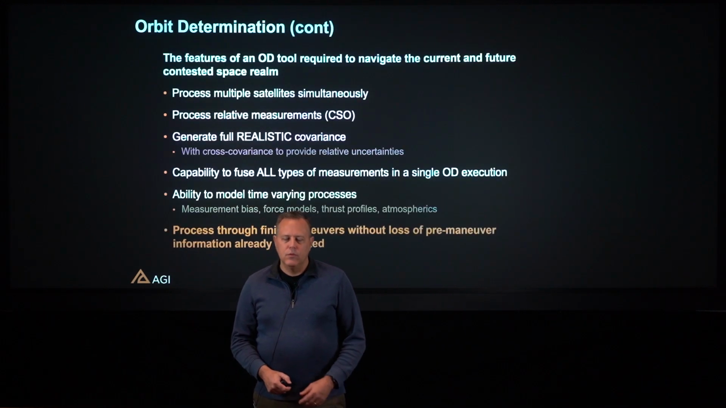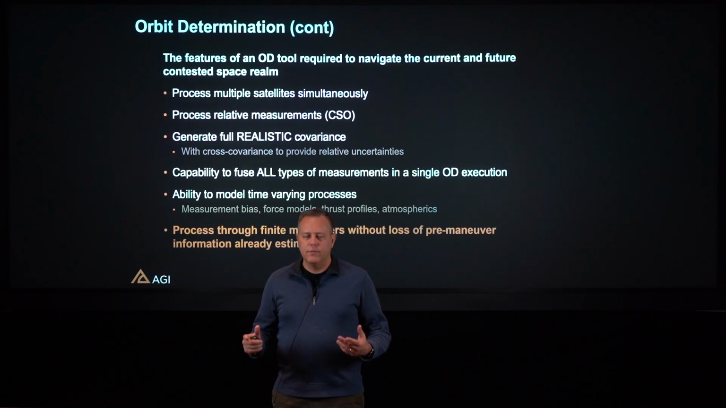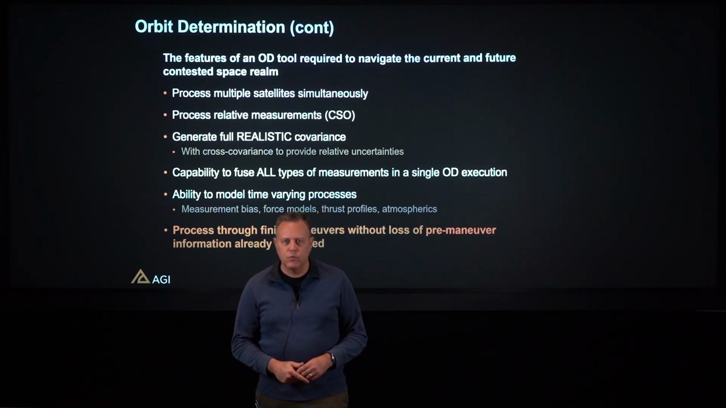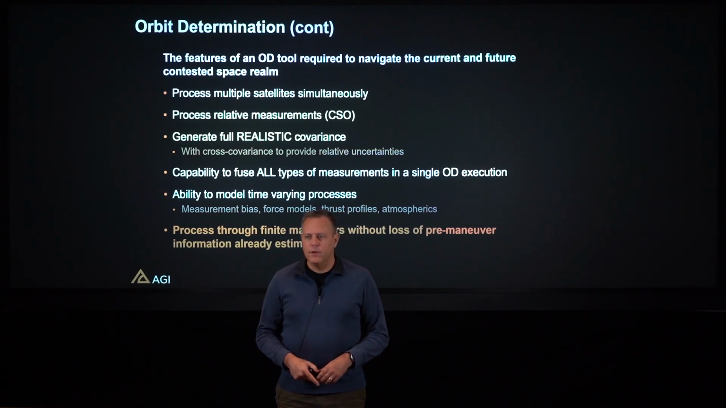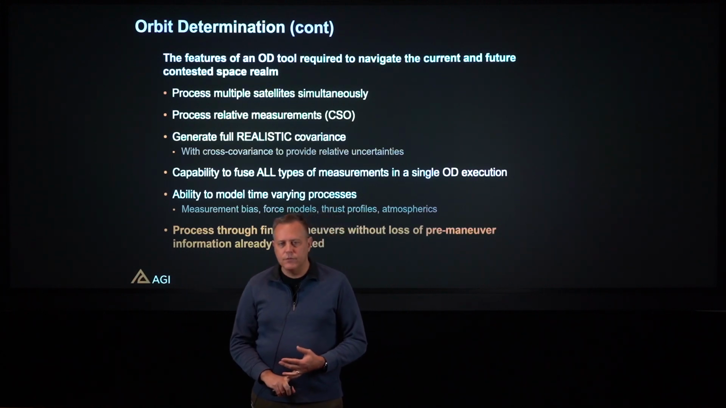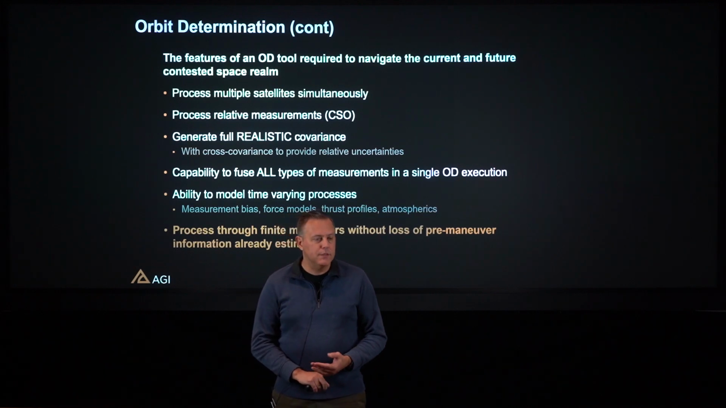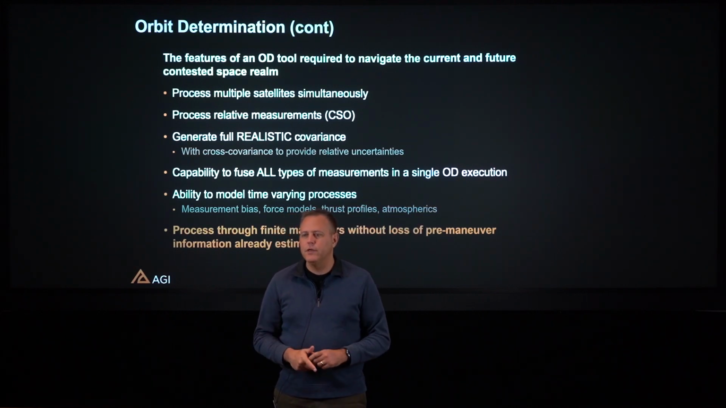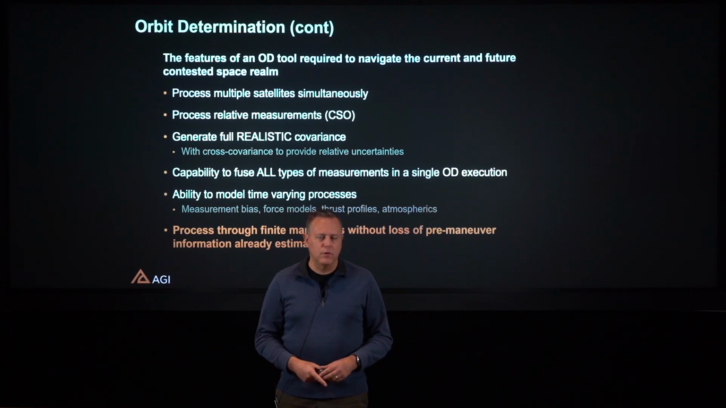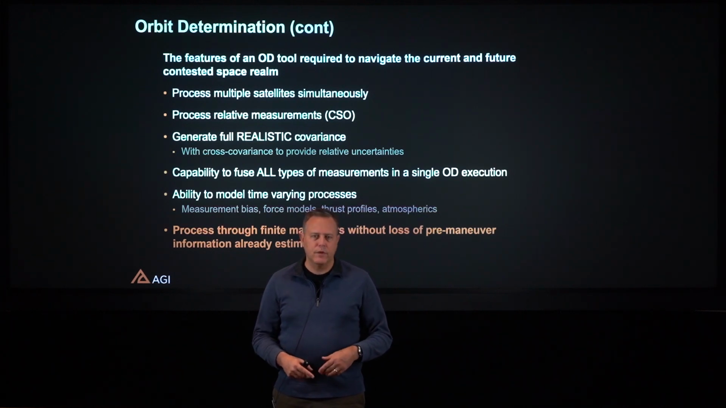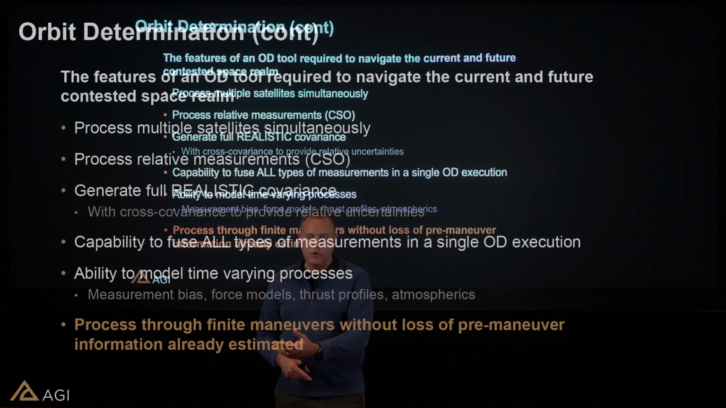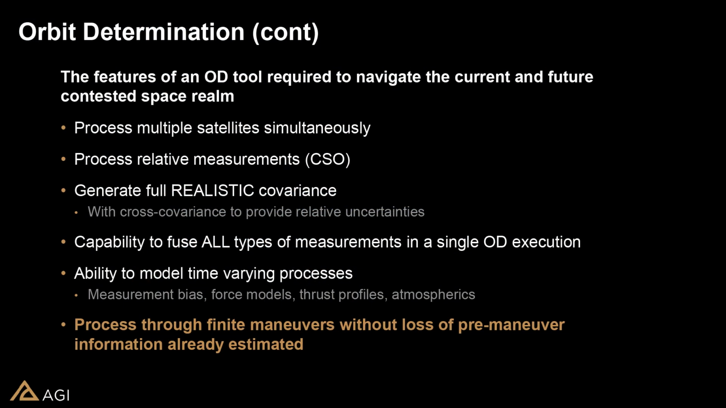As we look at doing the orbit determination problem, we have to look for a couple of key capabilities that make this much more tractable and effective. The ability to process multiple spacecraft simultaneously becomes very useful when working with closely spaced objects that might be doing proximity operations. Another is the ability to process relative measurements, particularly one spacecraft observing or tracking another spacecraft. And another thing that's critical is having a realistic covariance. Every estimator will produce a covariance. The question is whether you believe it or not.